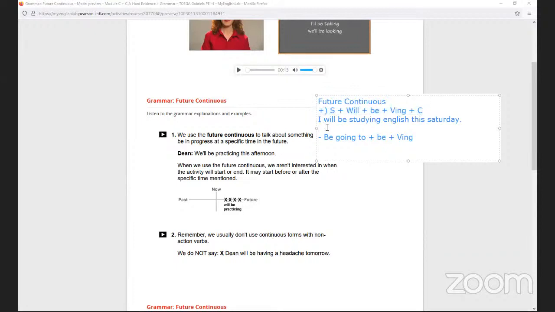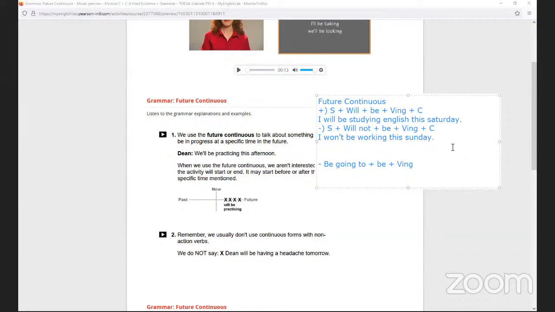When we use negative, for example, it's gonna be the same. What is different here that we're gonna put not, or maybe the contraction won't, right? For example, something that you are not going to do this Sunday, Gabby. Okay, I won't be working this Saturday. Perfect. I won't be working this Saturday, this Sunday, exactly.